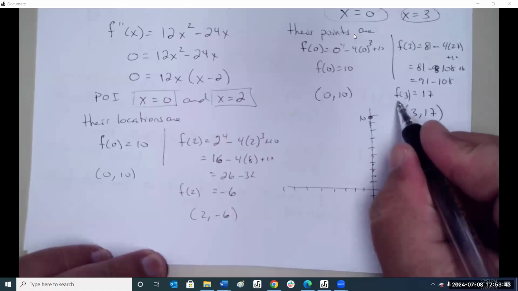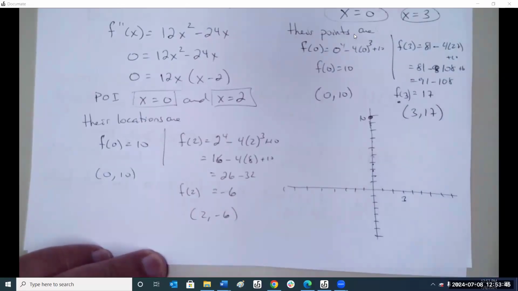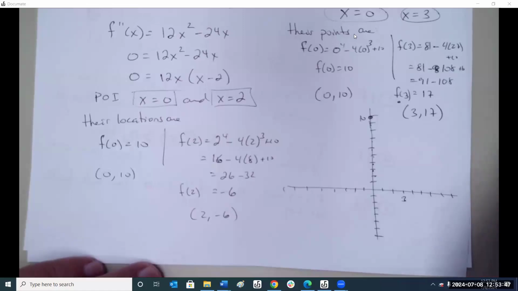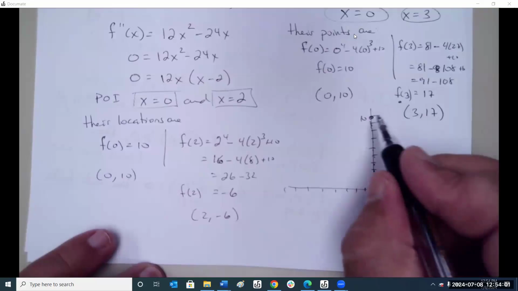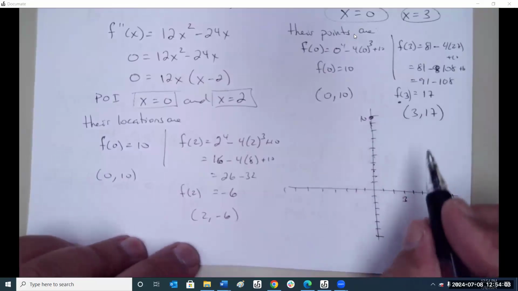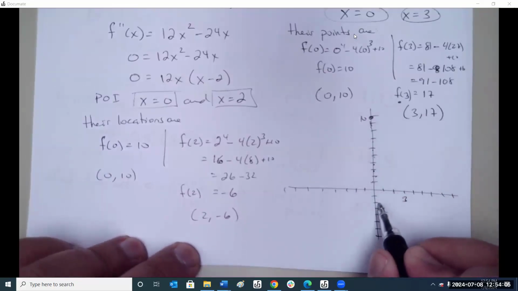At (3, 17), we have another vertex. A point of inflection at (0, 10). And at (2, -6).